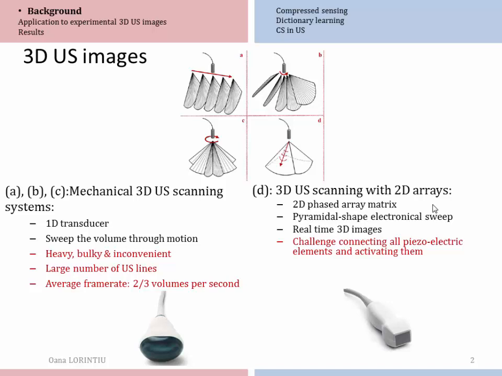And then there's a second type of system here in D, which is a scanning system that is using 2D arrays. So the transducer is a 2D phased array matrix. The sweep of the volume is done electronically, and you get real-time 3D images. However, the downside here is the challenge of connecting all the piezoelectric elements and activating them in reception and emission. So it is to this type of 3D ultrasound scanning system that we want to apply the compressed sensing theory.